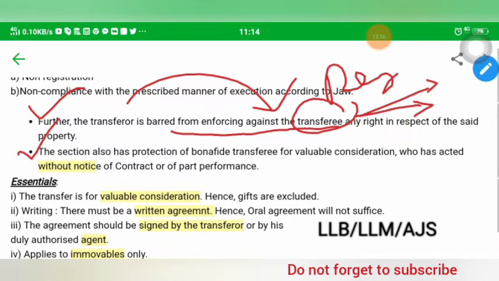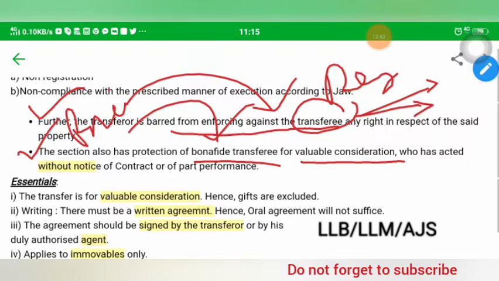The section also has protection of a bona fide transferee for valuable consideration, meaning one with no malafide intention, who has paid valuable consideration and acted without notice of the contract or part performance. It also covers a subsequent transferee who has paid the money and is bona fide, but who acted without notice of the previous transferee's part performance. So it protects the interest of the subsequent transferee as well.